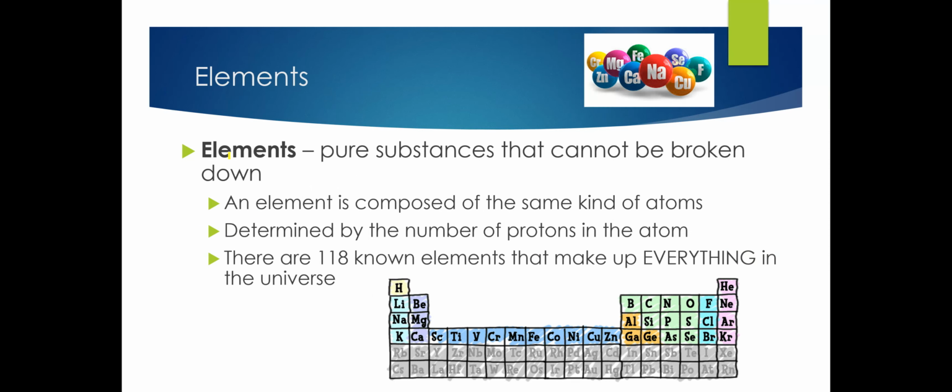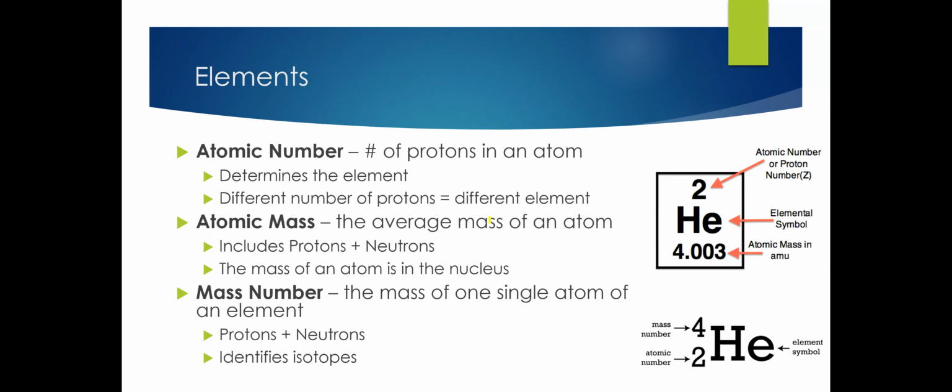Now, these atoms are the smallest unit of an element, and an element is a pure substance that we naturally find on Earth. It can't be broken down into other things, but a single atom is the smallest unit of an element. And so an element is always going to be composed of the same kind of atoms, and this is going to be determined by the number of protons in that atom. So one proton is always going to be hydrogen, 2 protons is always going to be helium, 6 protons is always going to be carbon. And so the protons determine the element that it is, and one atom is the smallest unit of that element.